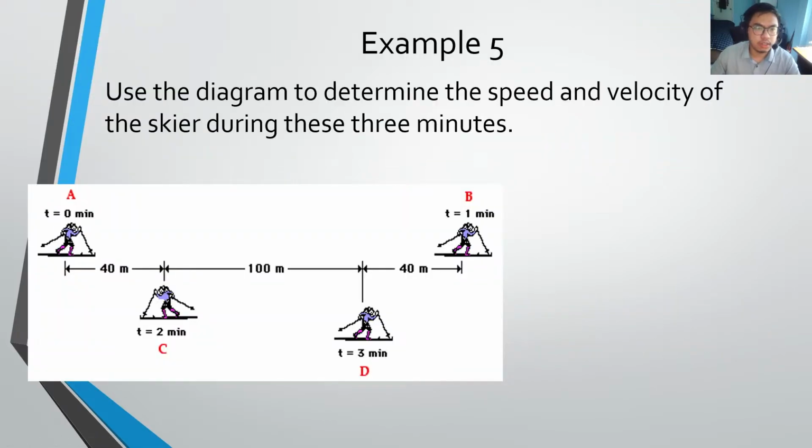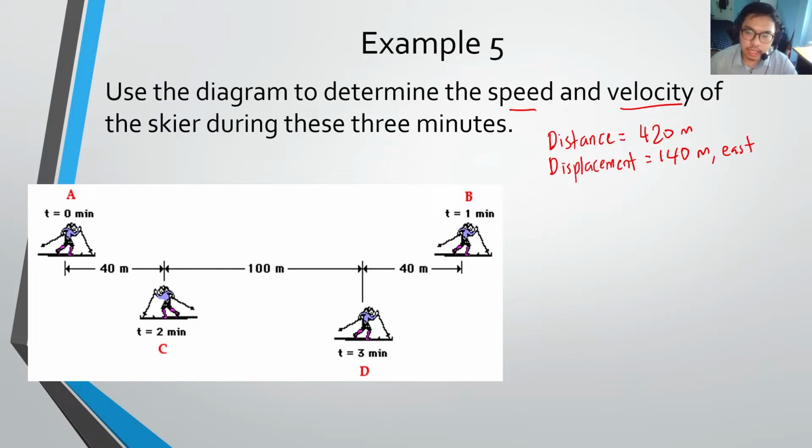Okay, let's do an example. Example 5 here is the same case as example 3 that we did in the first video lesson, part 1 of this topic. But this time we are asked to find speed and velocity. If you remember from example 3 that we calculated, the distance is 420 meters and the displacement is 140 meters east. So these are the answers to example 3. We're going to use this to find the speed and velocity for this skier.